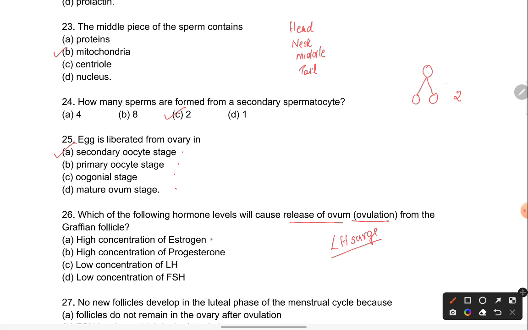High concentration of estrogen, high concentration of progesterone, low concentration of LH, low concentration of FSH. Low concentration of these two are wrong. And the progesterone level will increase only after ovulation, that is during the luteal phase. So this is also wrong. So the correct answer is high concentration of estrogen.